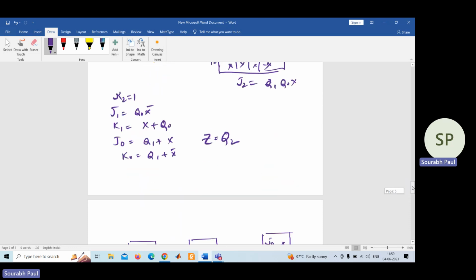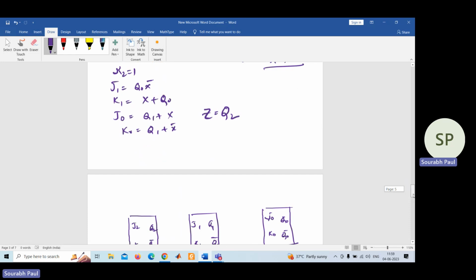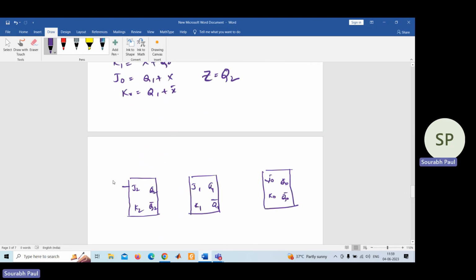Now, what was the value of J2 we got? The value of J2 we got is Q1, Q0, X. So for J2 we need to use this AND gate with inputs Q1, Q0. Actually, ideally, you had to take one line from Q0, one line from Q1, and one line from input X. But if you take so many connections, then the final circuit will look complicated. So that's why here itself, I'm considering this as input. And K2 value was 1.